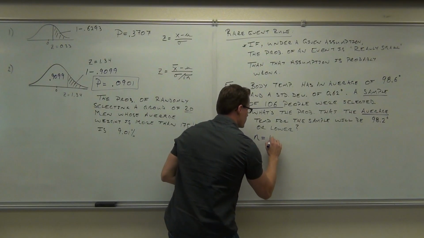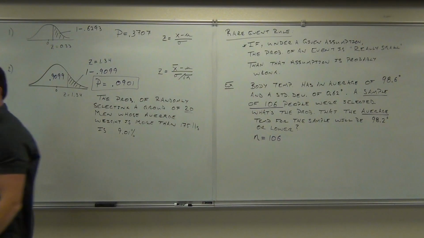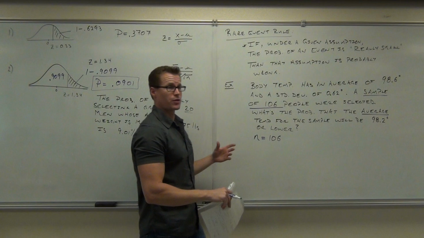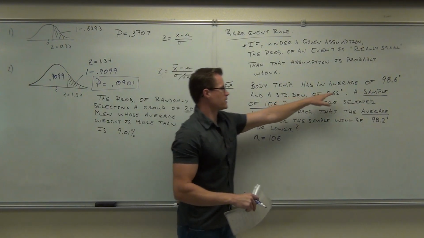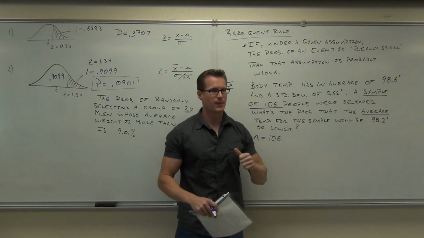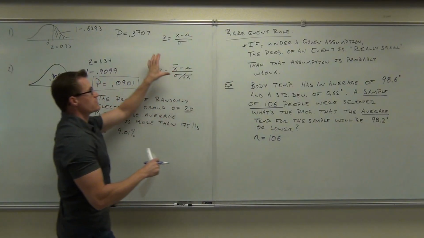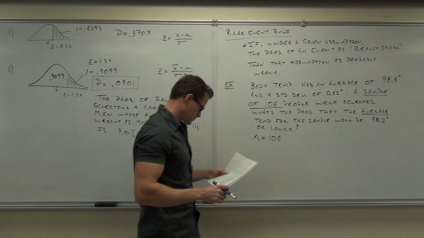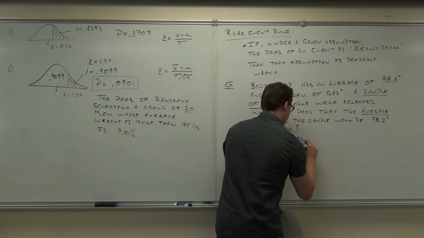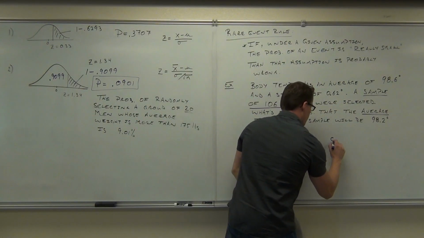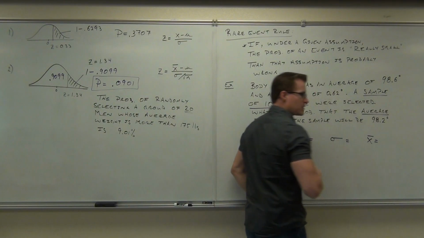So n is 106. Again, are we dealing with an individual value or a group here? Definitely a group. The keywords, a sample of a certain number of people, that's key. Also, the average clues you in that we're using this z-score. Oh, what else do we want to find? Can you find this, and that, and the other? Three things you've got to find.